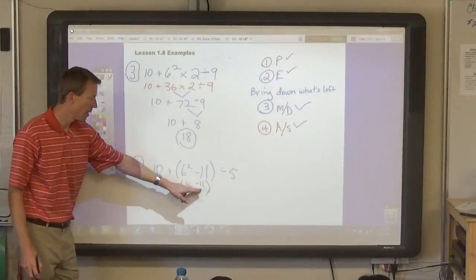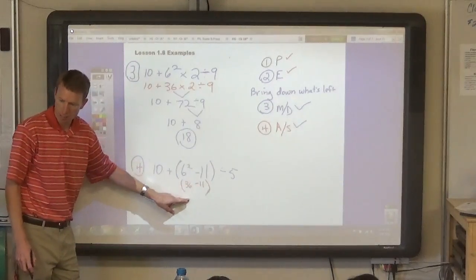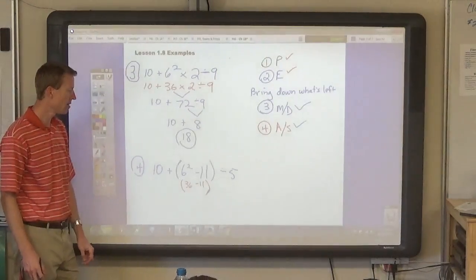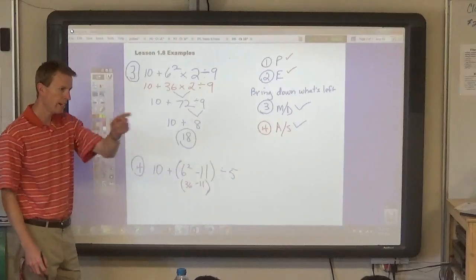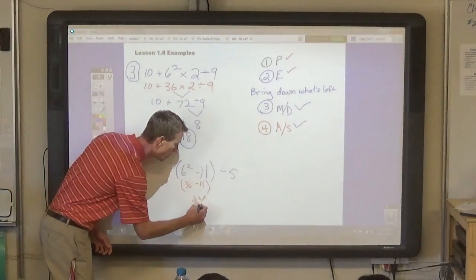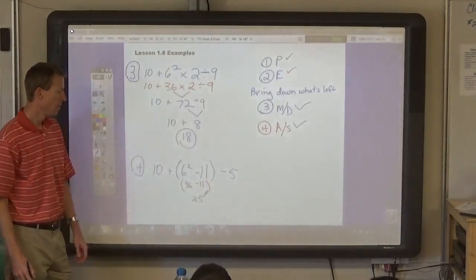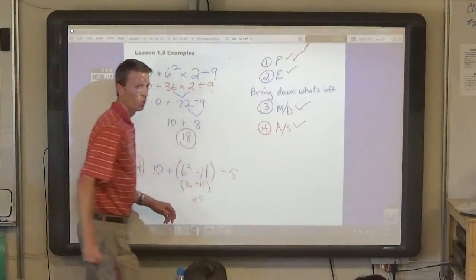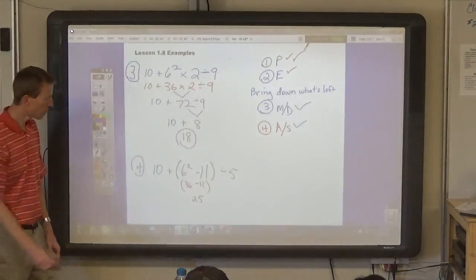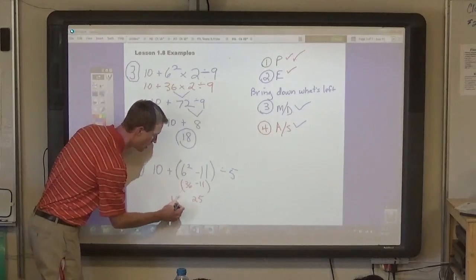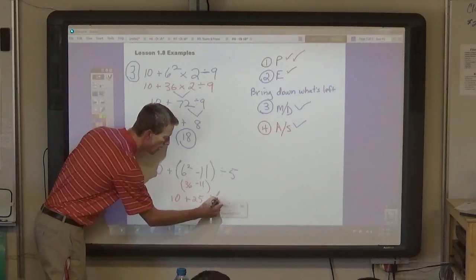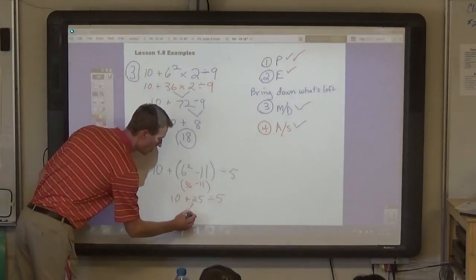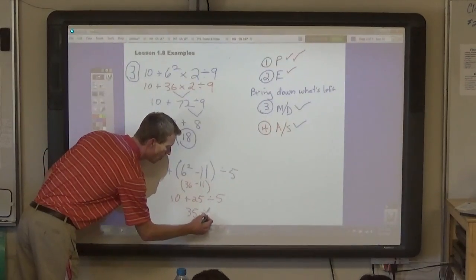Now, we've got to get the answer to what's inside parentheses first before we go on to the rest of the problem. What's 36 minus 11? Danny? 25. Now, we don't need the parentheses anymore because we're done inside the parentheses. So now we can just bring down what's left. 10 plus 25 divided by 5. Right? And then 35 divided by 5, right?